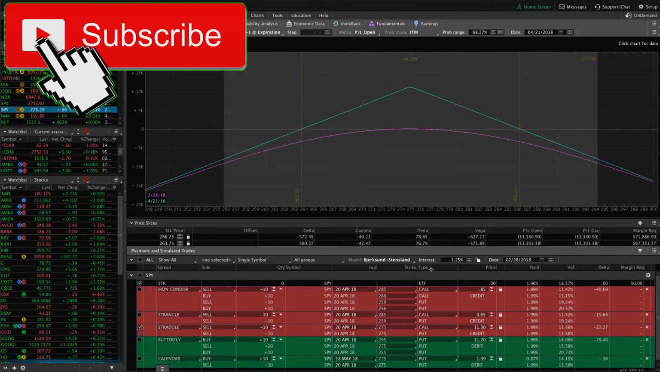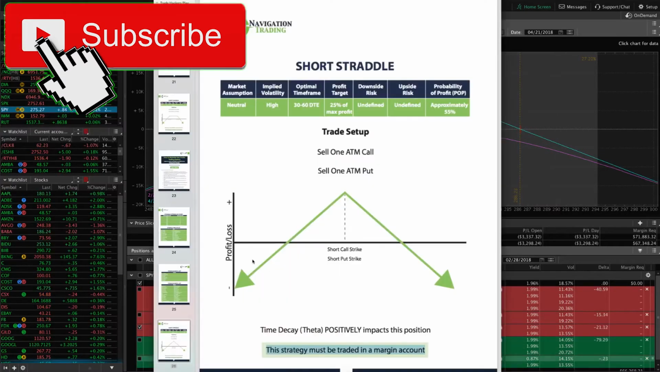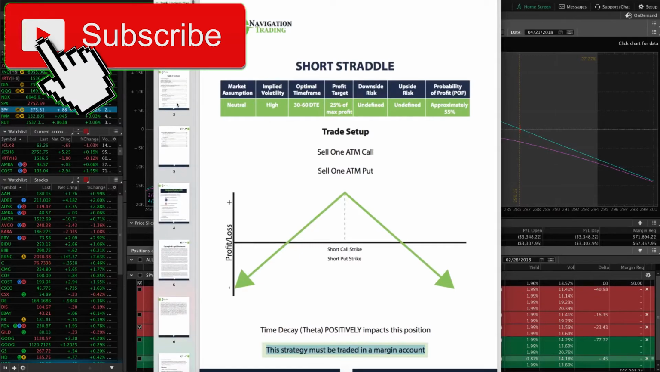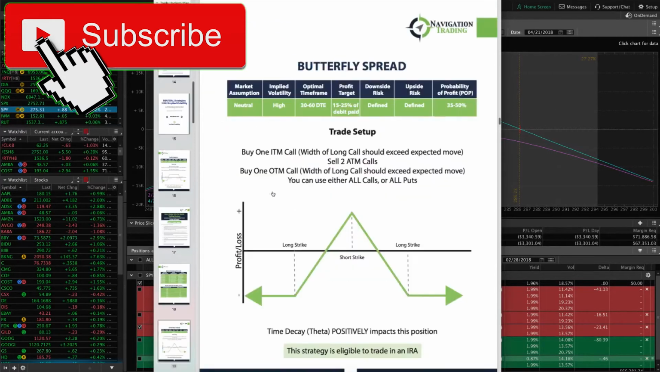Let's go back to the ebook to look at income strategy number 3. And in this case, we're going to look at the butterfly spread. So a butterfly spread is similar to a straddle, except the difference is we're actually defining the risk. So our downside risk is defined. We know exactly what our risk is at order entry, as well as our upside.